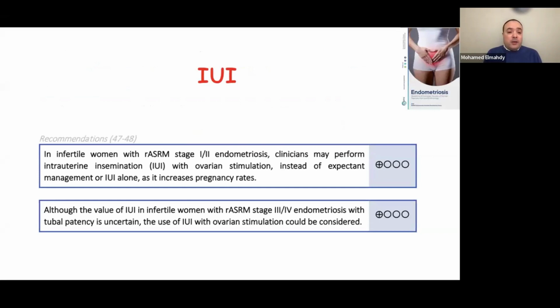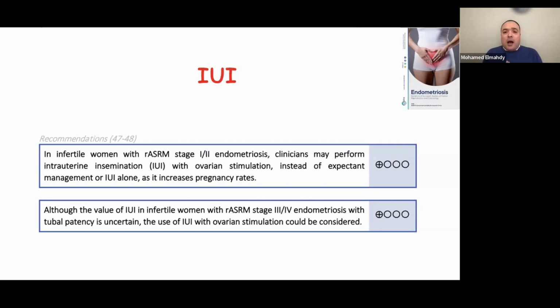If you go to ART, ESHRE guidelines said that in an infertile woman with minimal to mild endometriosis, clinicians may perform IUI with ovarian stimulation instead of expectant management or IUI alone, as it increases pregnancy rate. Also, they said that you can do IUI for cases of moderate and severe endometriosis if they have patent tubes.